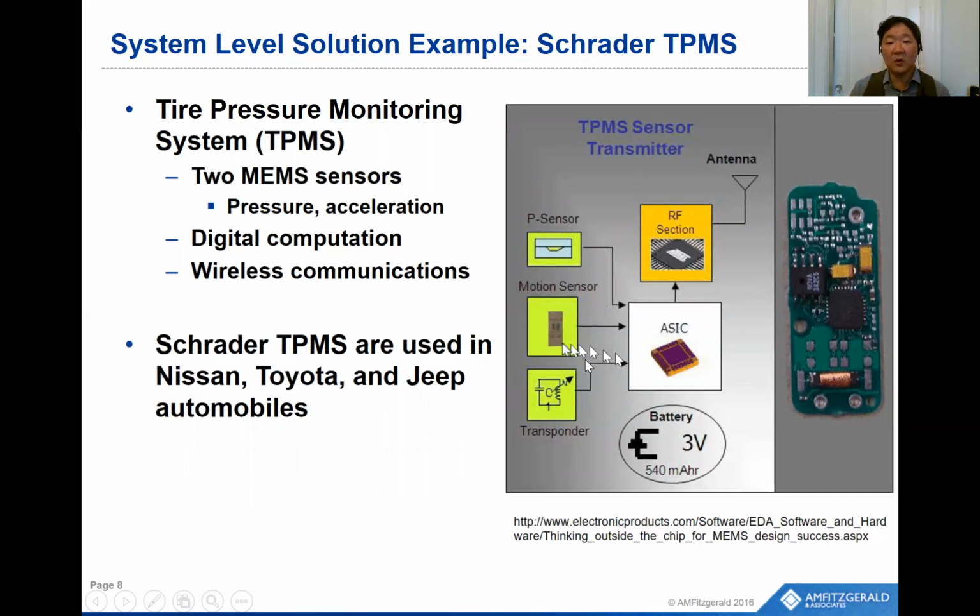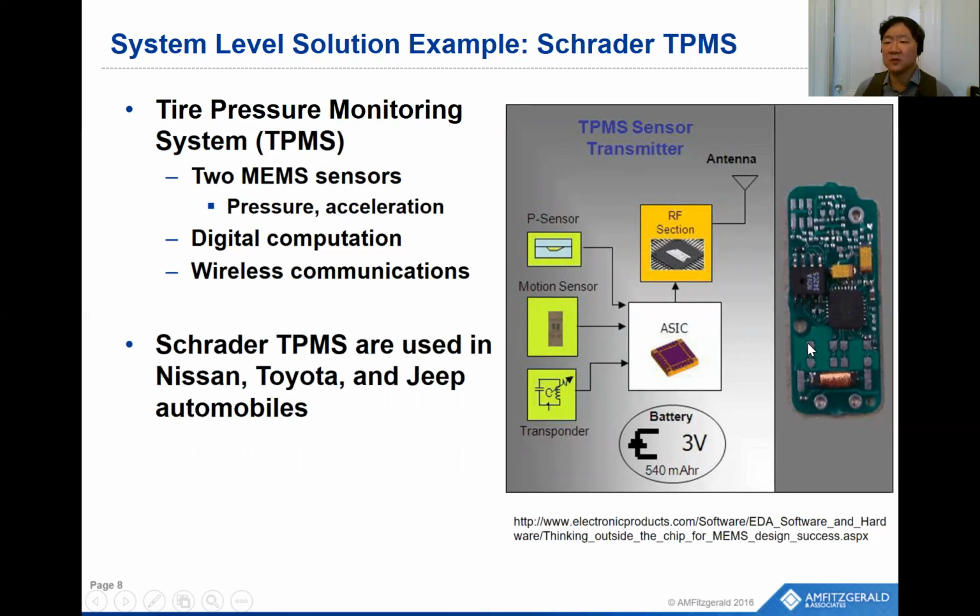There are a couple of other components on here. This device is a transponder. This is used as another way to communicate with the system, usually used by the factory. There is also a battery on here that is not shown. And then there's a motion sensor up on the opposite side of this board.